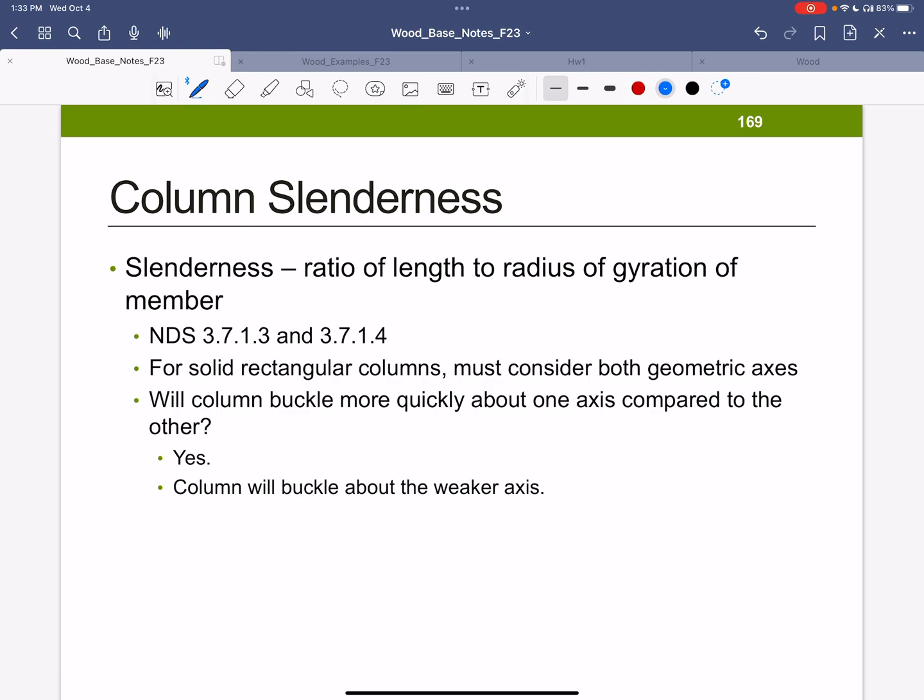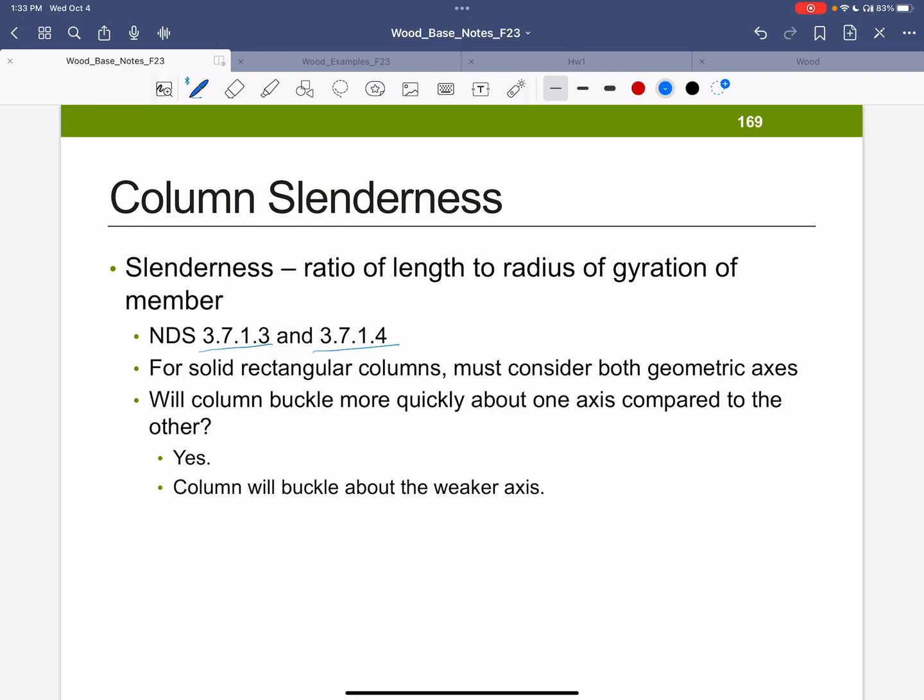All right, column slenderness is the ratio of the length to the radius of gyration of the member. And you've also seen that. In steel, that's your good old L over r value. So you've got your radius of gyration. If you look in the NDS in Chapter 3, in these 2 sections, you can get that information.